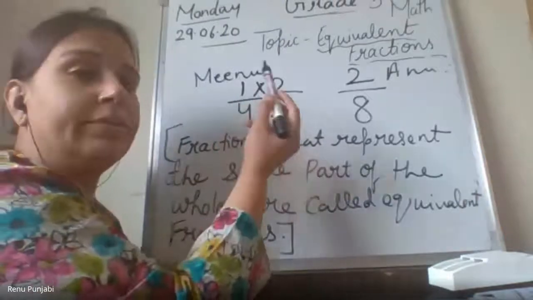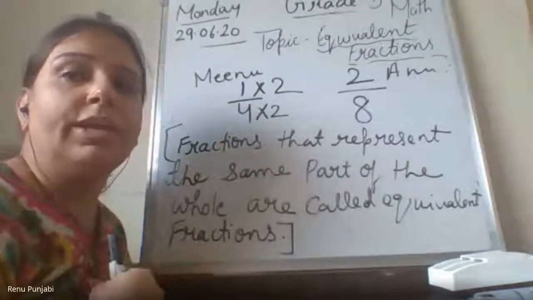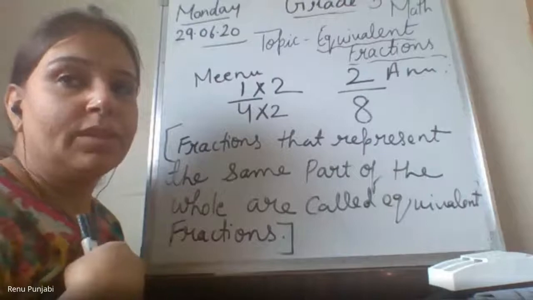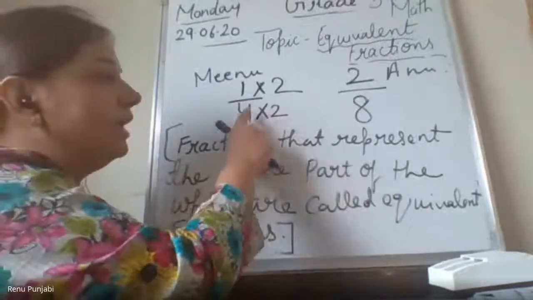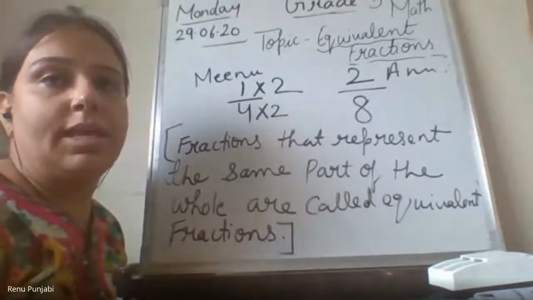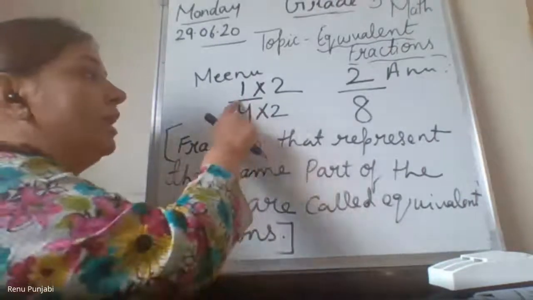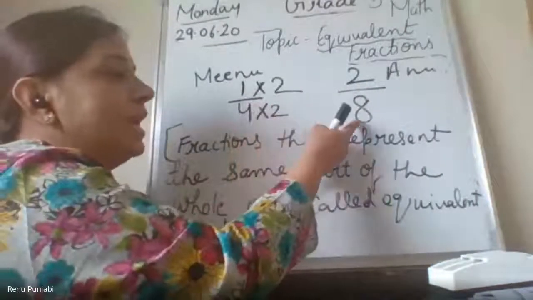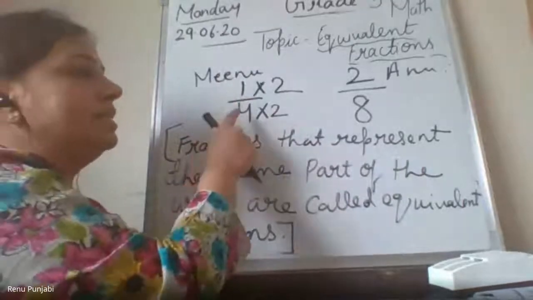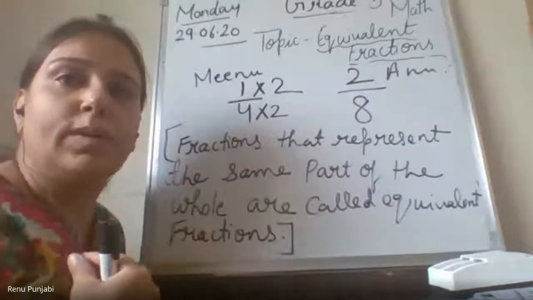So to make the fractions equal, we have to multiply the numerator and the denominator with the same number. 1 into 2 is 2, 4 into 2 is 8. Now you can say that both these fractions are equivalent fractions.